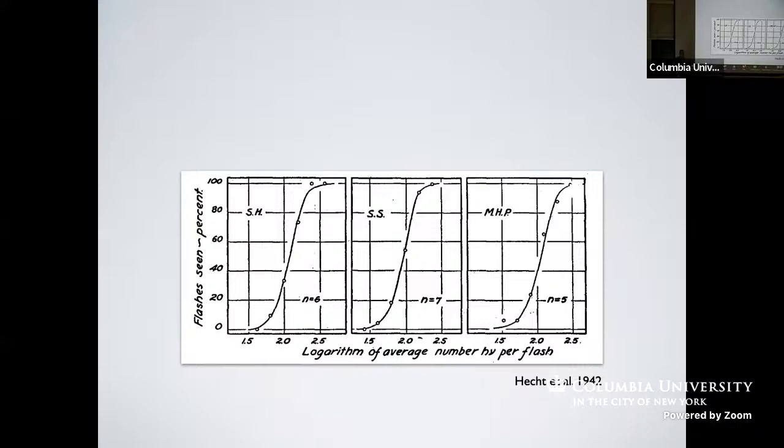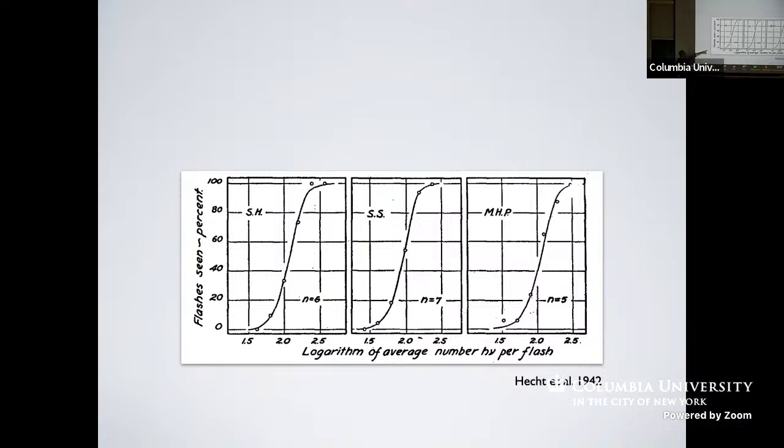And like many kinds of psychophysical tasks like this, where it's a yes, no answer, the typical form of the response looks like this, a so-called sigmoid, this S-shaped function, where at the smallest signal strength, the reports are basically at zero.